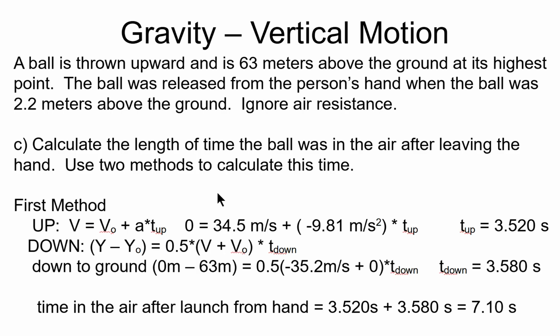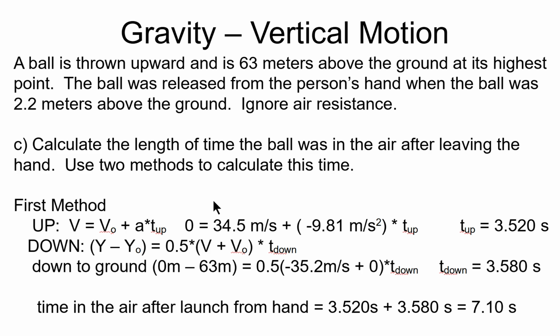Moving upward, the first kinematic equation: the final velocity equals the initial velocity plus the acceleration multiplied by the time. Well, at the top of the motion, our velocity is 0. Again, we're doing this first segment of the motion, moving upward. At the top of the motion, this final velocity is 0. The velocity when we left the hand is plus 34.5 meters per second. Again, we have this negative acceleration because up is the positive direction. Acceleration due to gravity is a negative number. And the t up is what we want to find.